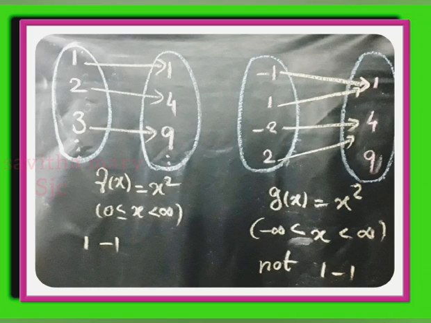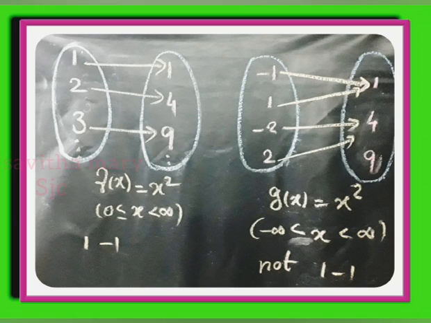See the first image, f of x equal to x squared. There is a mapping from 1 to 1. That is, x equal to 1, x squared is also 1. Next, x equal to 2, we get the image 4. So 2 maps to 4 and 3 maps to 9. So there is a one-to-one mapping.